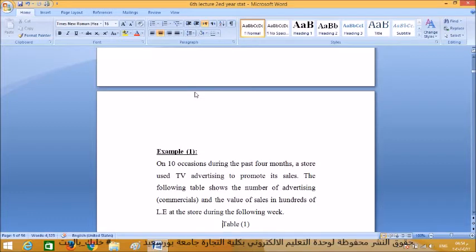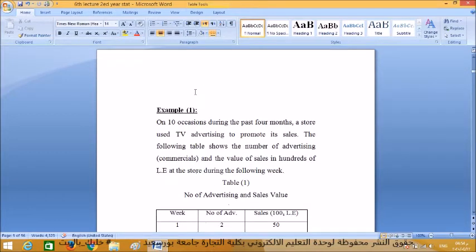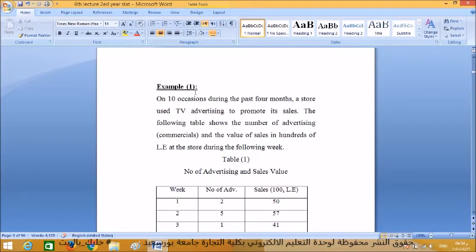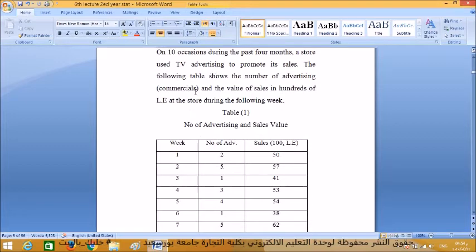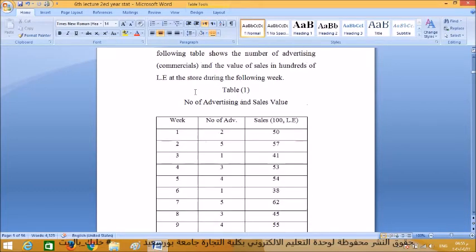Example number 1. On 10 occasions during the past 4 months, a store used TV advertising to promote its sales. The following table shows the number of advertising commercials, and the value of sales in hundreds of pounds at the store during the following week. So this is a table. We have 10 weeks and the number of advertising commercials in the second column, and the sales in hundreds in the third column.